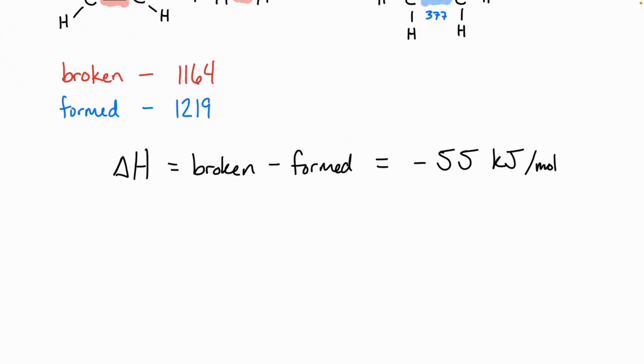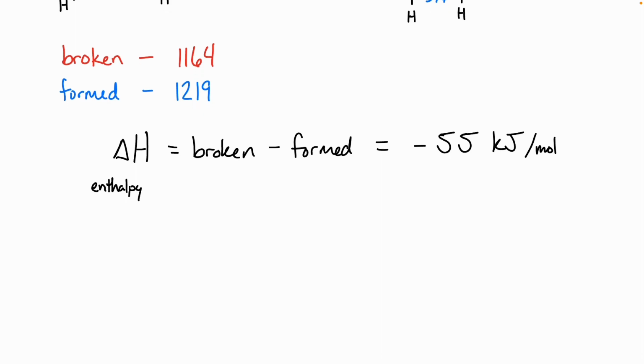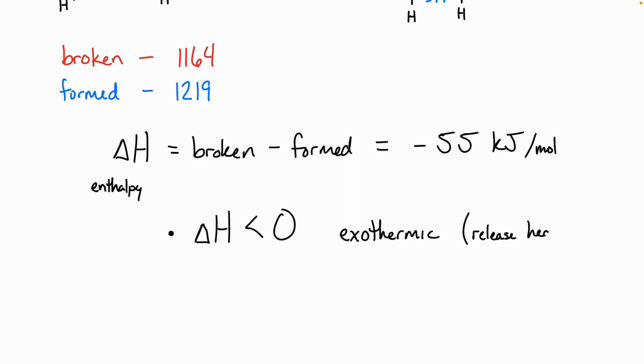Okay, so again, delta H is what's called enthalpy. All right, importantly, we got some fancy terminology here. When delta H is less than 0, a negative value of delta H, we have a specific name for those type of reactions. Does anybody remember? These are exothermic reactions, meaning they release heat.